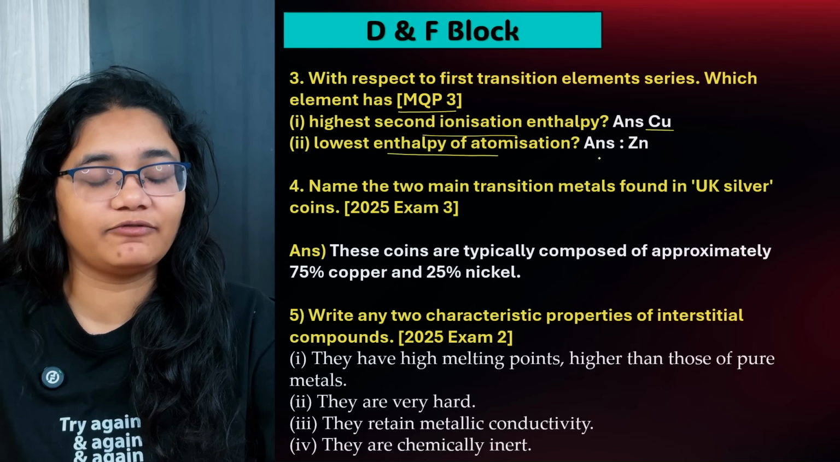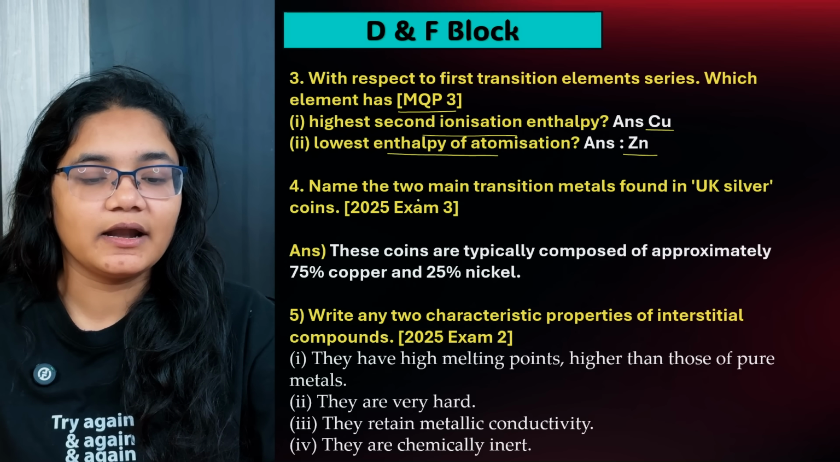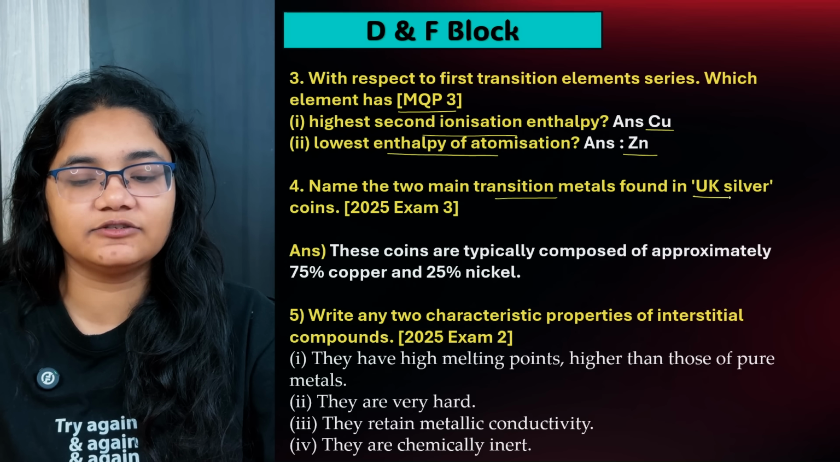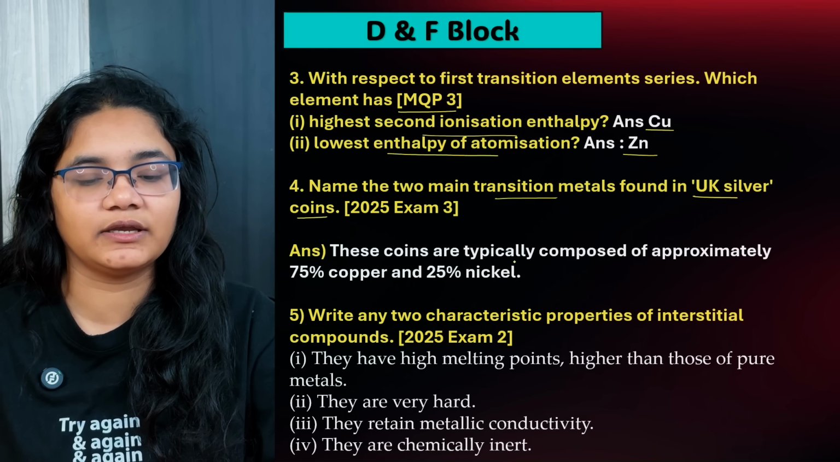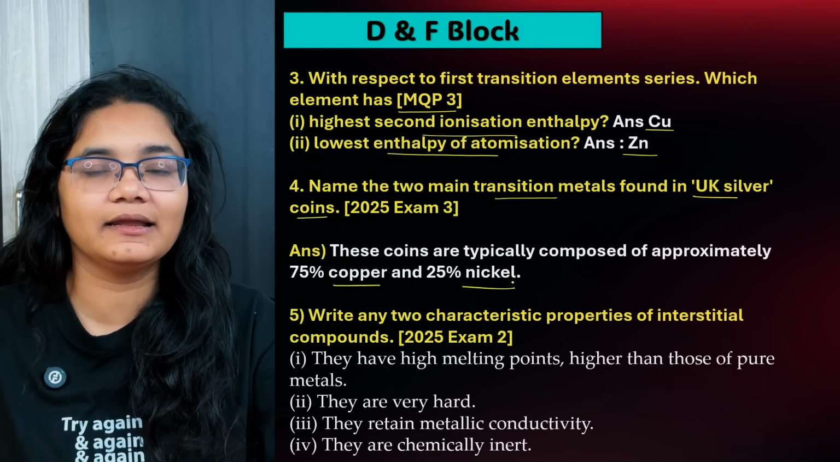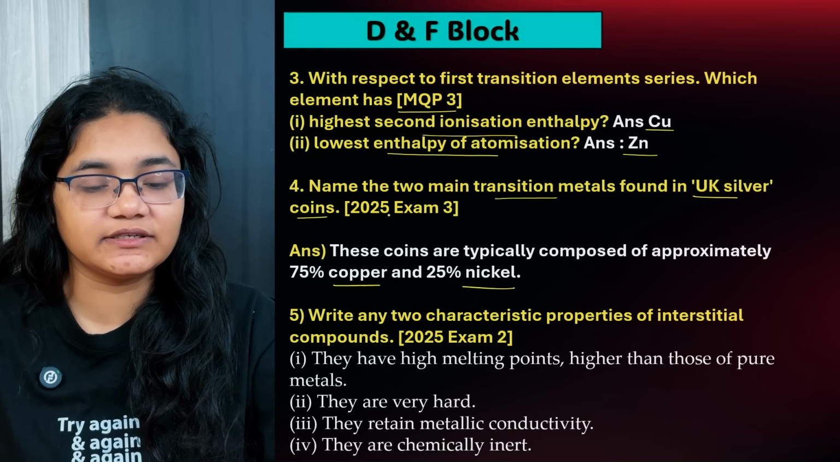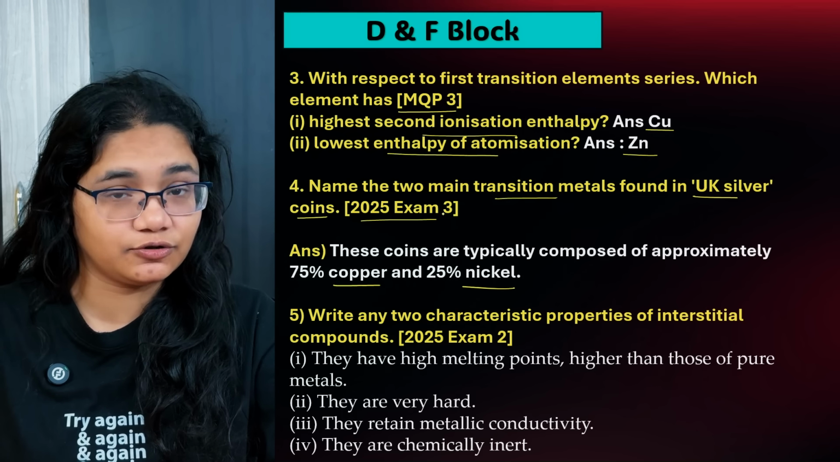And lowest enthalpy of atomization, that is your zinc. Next, name the 2 main transition elements found in UK silver coins. So here you will find typically copper and nickel. Next, this question was asked in 2025 examination 3.